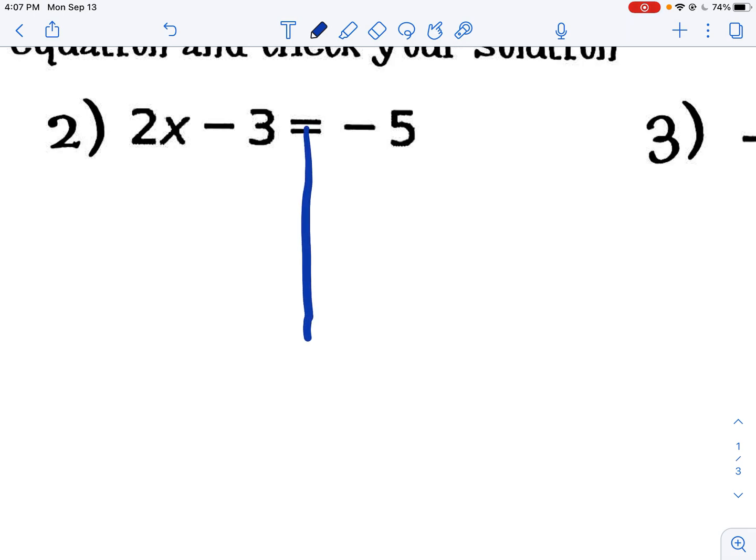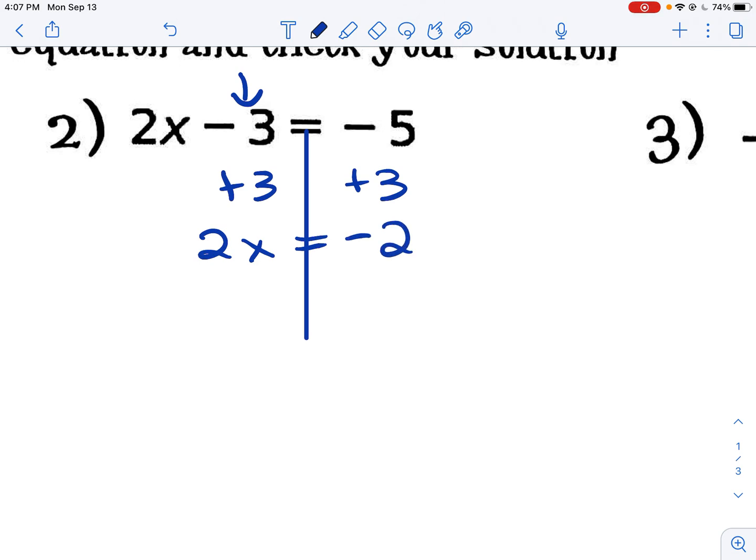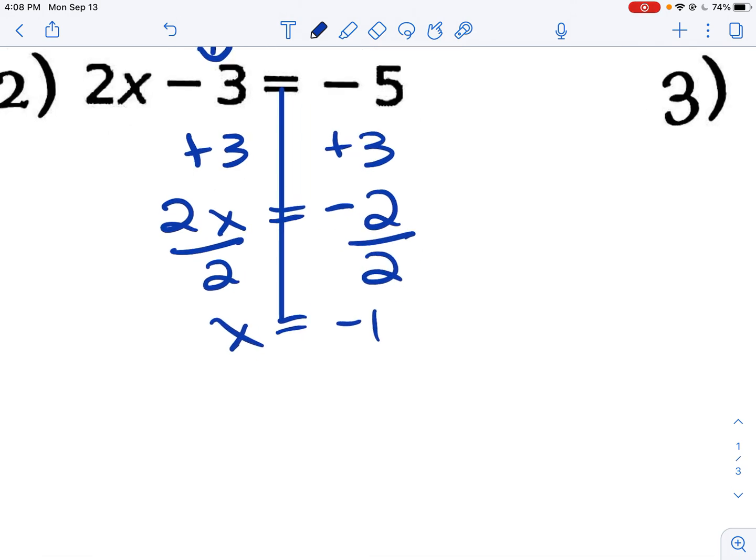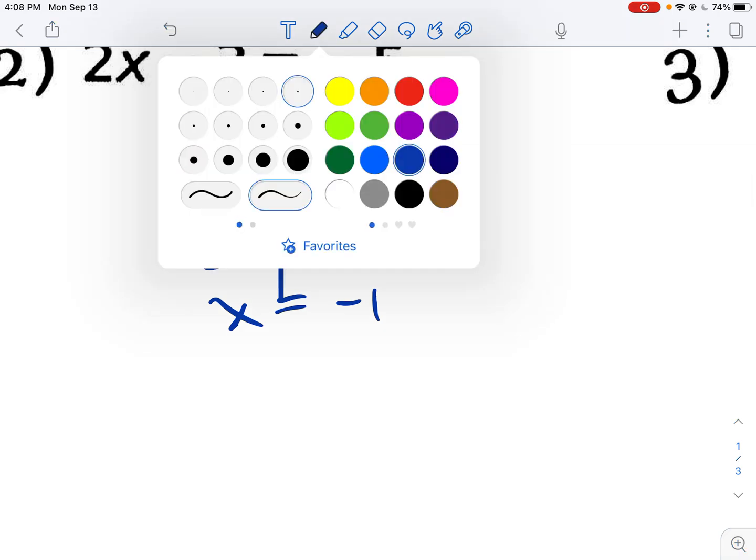Then I come over here. Again, I draw my line. This right here, I get rid of addition or subtraction first. So the opposite of subtracting 3 is adding 3. So I get 2x equals negative 2. I divide both sides by 2, and I get x equals negative 1.